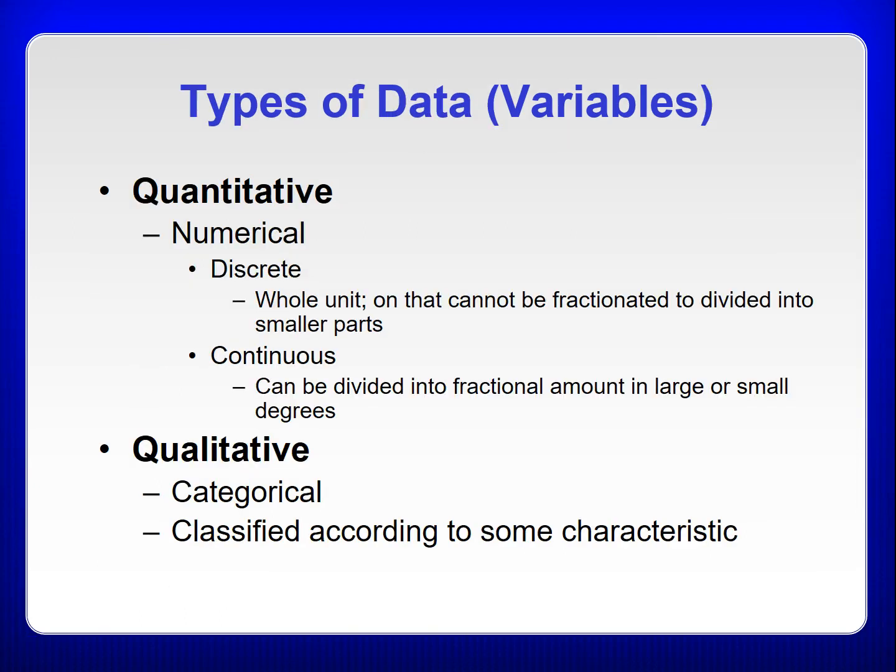Variables can be either quantitative or qualitative. Quantitative variables are numerical data which include discrete data and continuous data. With discrete data, we focus on the whole unit which cannot be fractionated to divide it into smaller parts, while continuous data can be divided into fractional amounts in large or small degrees. Qualitative variables are also called categorical variables. They are classified based upon some characteristics.